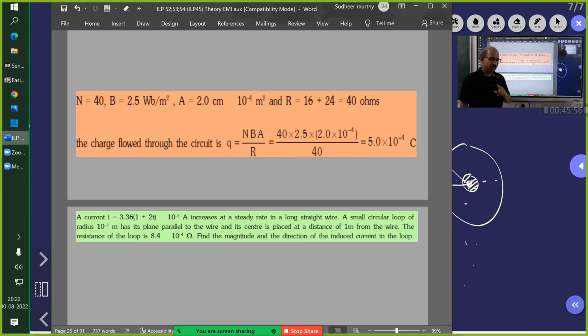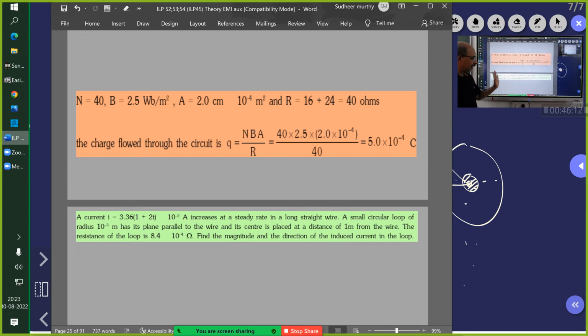Okay, fine. But your thinking is in the right direction. See there, they have written it there. You read the sentence very carefully. Current I increases at a steady rate now. A small circular loop. You see that word, small?